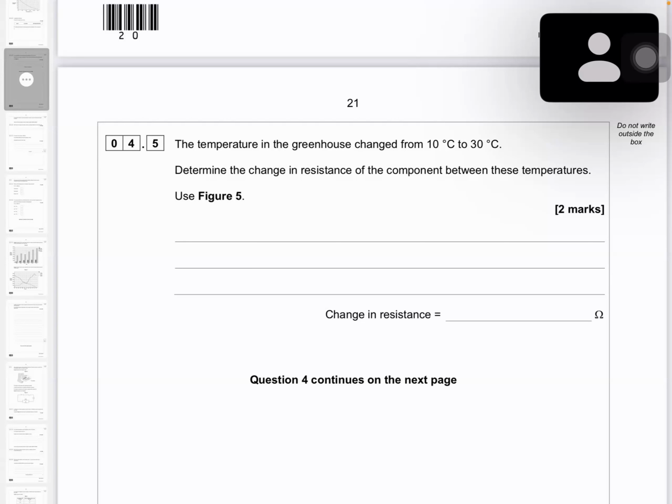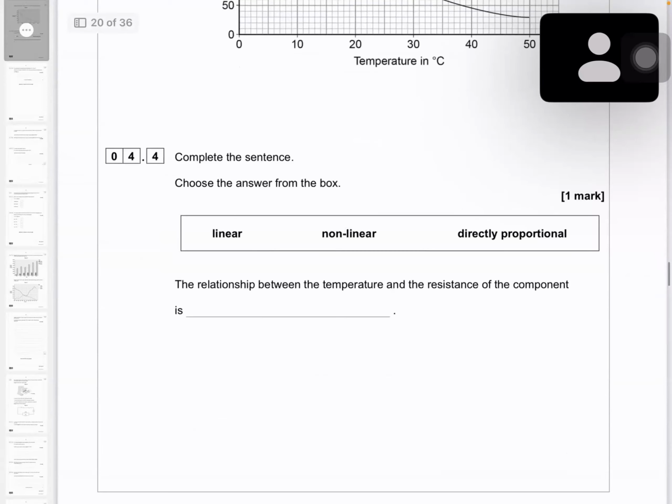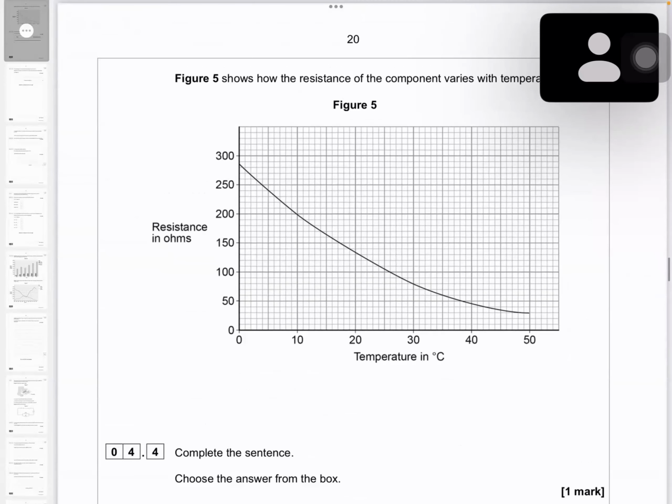Okay. The temperature in the greenhouse changed from 10 degrees Celsius to 30 degrees Celsius. Determine the change in resistance of the component between these temperatures. Okay, so I think we will need to go to that graph to make this decision. Remember, from 10 to 30. So we're going to look for where 10 hits the graph. What's the resistance where 10 hits the graph?